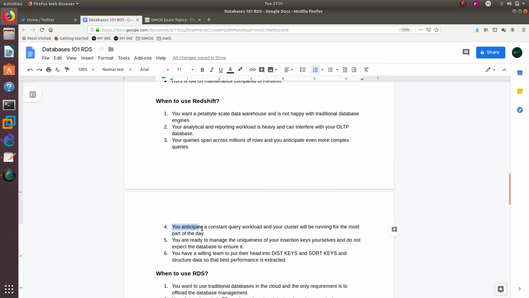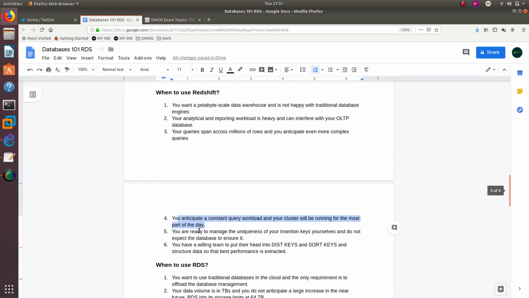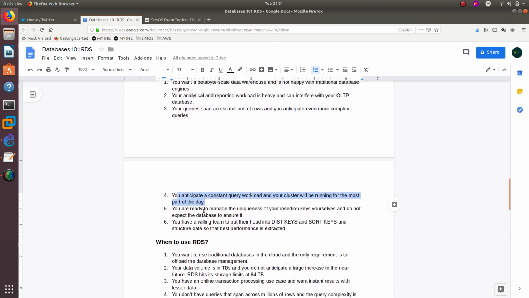When you anticipate a constant query workload and your cluster will be running for the most part of the day, you want to use Redshift. You are ready to manage the uniqueness of your insertion keys yourself and do not expect the database to ensure it, you want to use Redshift. You have a willing team to put their head into disk keys and sort keys and structured data so that the best performance is extracted. That's when you want to use Redshift.